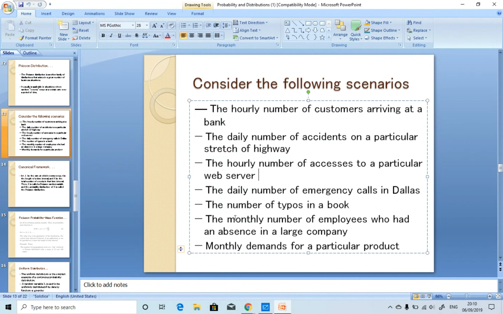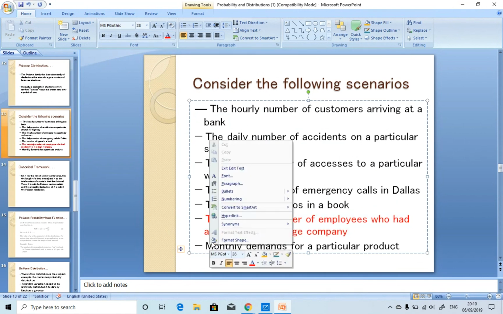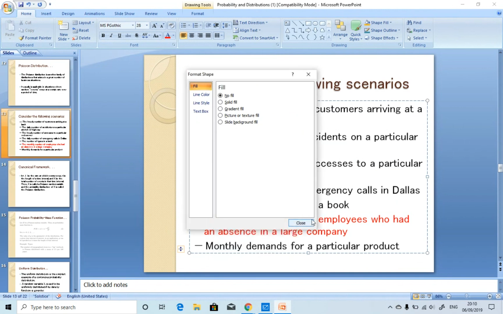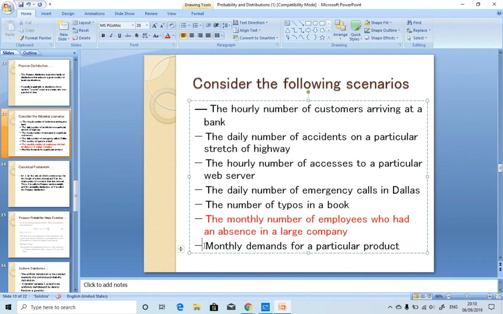And the daily number of emergency calls, the number of typos in a book, the monthly number of employees who had options in a large company. Are you able to understand monthly demand for a particular product? If you take Flipkart or Amazon, they want to understand the monthly demand for a particular product so they can increase their stock. So how is this being solved? Is this being addressed with machine learning?